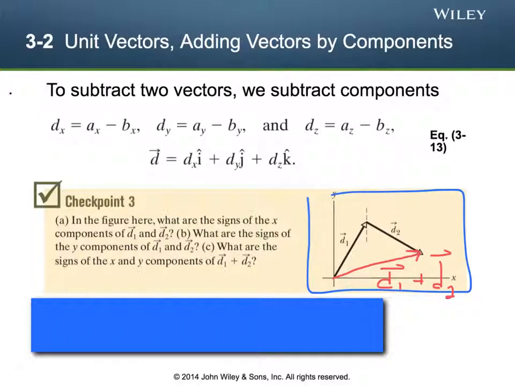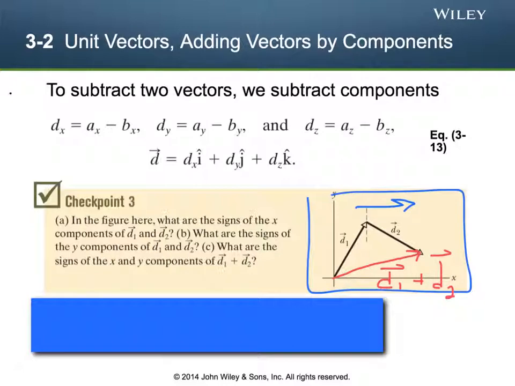First off, if you look at D1, what are the direction of the components? Well, D1 is going up and to the right. So those are both positive in the x direction and the y direction. Whereas D2 is going down and to the right. So it has a positive x direction but negative y direction. So the answer to the first question, what are the signs of the x components of D1 and D2, they're both positive because they are both moving to the right. And that can help us in part C, what's the sign of the x component of D1 plus D2.